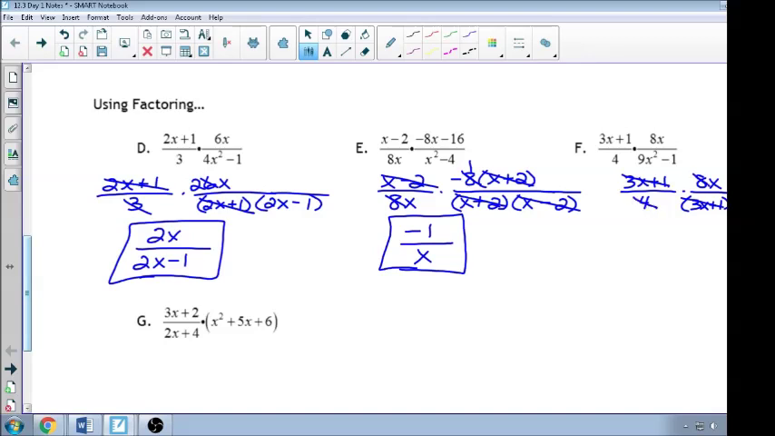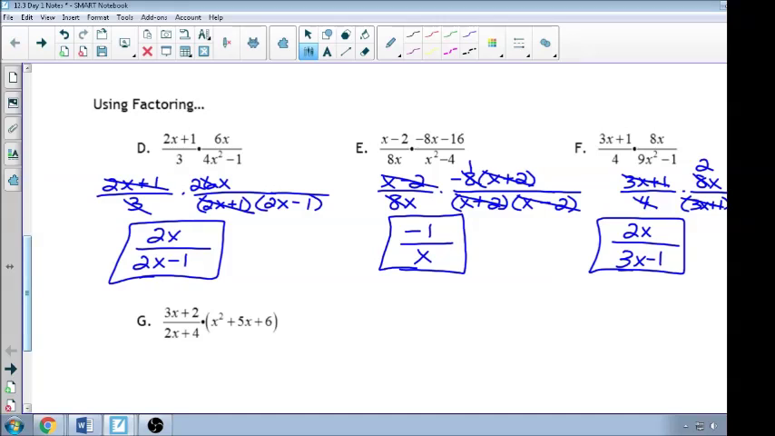The 4 and the 8 can simplify, making the 8 a 2. So I'm left with 2x in the numerator and 3x minus 1 in the denominator. Okay? I know that part of this gets cut off, so if you can't see the bottom right corner of where I've factored, it is 3x plus 1 times 3x minus 1. That's where my 3x minus 1 came from.